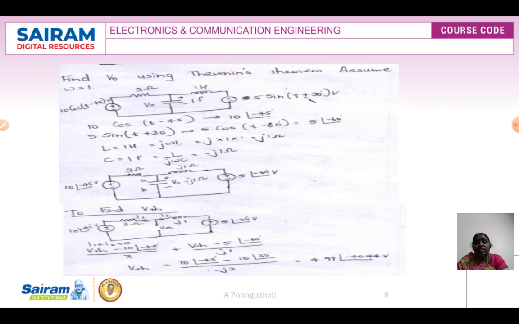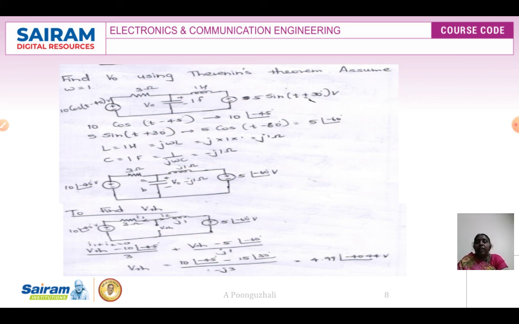And an inductance is going to be replaced by j omega L. So L is nothing but 1 henry, so it is j into 1, omega is 1, that means j1 ohms. Next, capacitance is 1 by j omega C. Omega is 1, C is 1 farad, so it is minus j. So replace that inductance by j and capacitance by minus j.